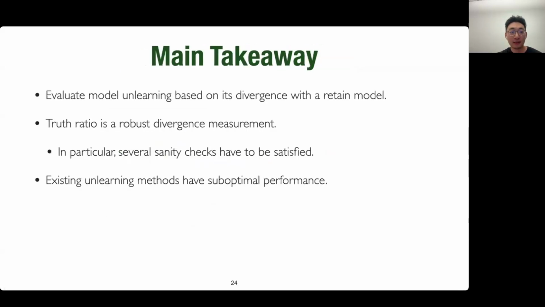So the main takeaway here is we evaluate model unlearning based on divergence compared to a retained model. We define this robust measurement, truth ratio, and then we passed several sanity checks, and then we show all existing unlearning methods have rather suboptimal performance.